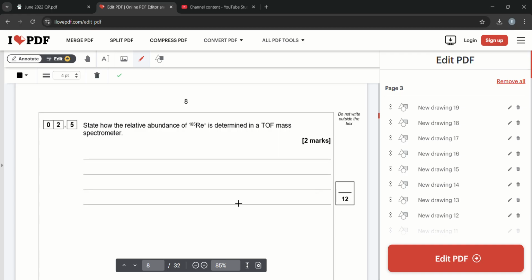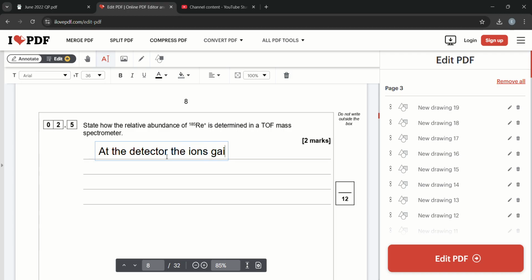2.5. State how the relative abundance of 185 Re plus is determined in the time of flight mass spectrometer. This question is pretty much AO1. Well, at the detector, the ions gain an electron. However, it probably wants us to apply it to the question, so the Re plus ion gains an electron.